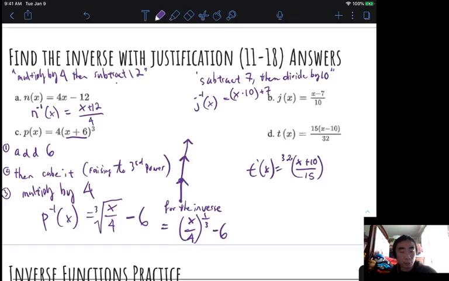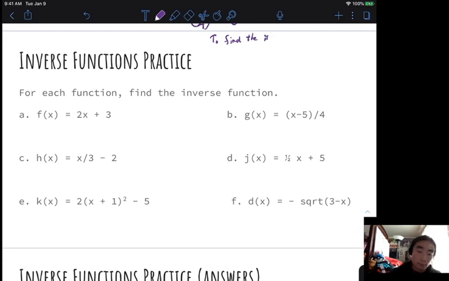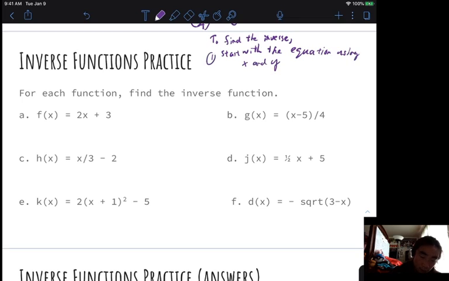So for these 6 problems, let me show you a different way to solve for the inverse. So the steps are to find the inverse. Start with the equation using x and y. Okay, step 1. For this one, we're going to ignore this function notation. We're going to pretend like f of x is y. One symbol is going to be a lot easier to manipulate.